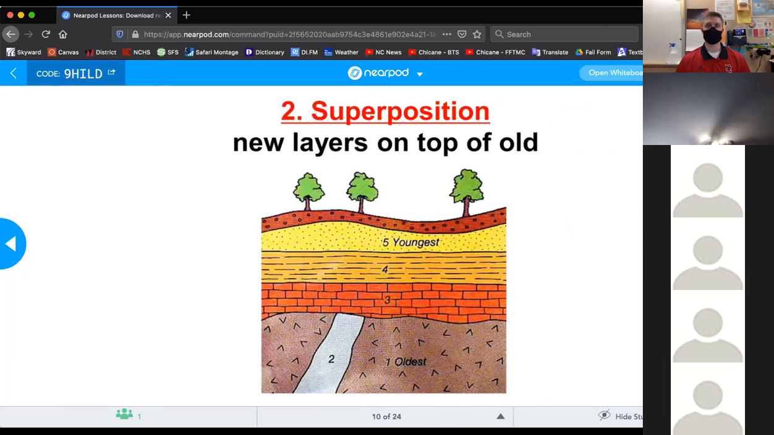The next one is superposition, or the law of superposition. And that just says that the new stuff is on top of the old stuff. You can think of it as if you're digging a hole, the deeper you dig, the older the stuff is that you're getting into. You can break down the word superposition. That prefix super just means above, or extra. So it's above whatever position.